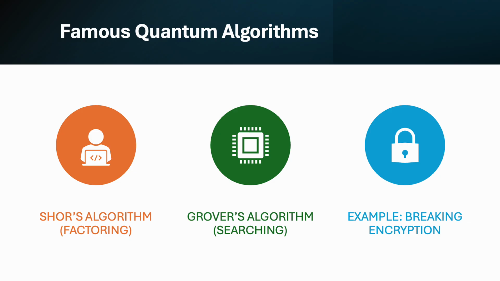Famous quantum algorithms, we'll be looking into Shor's algorithm, which is factoring. We'll also look at Grover's algorithm, which is searching. The example is breaking encryption. You all might have heard breaking Bitcoin. That will happen with quantum computers eventually.